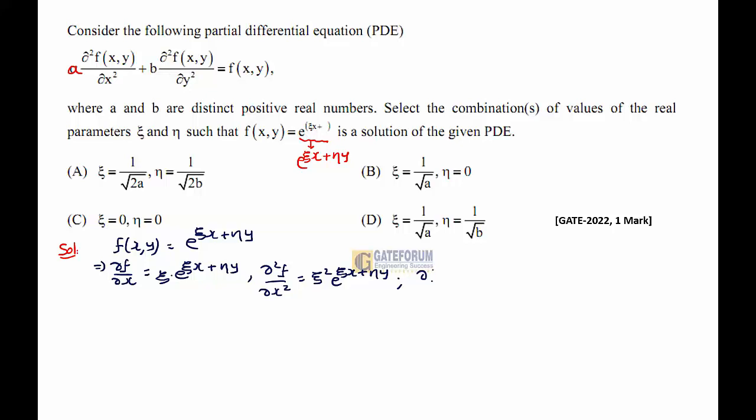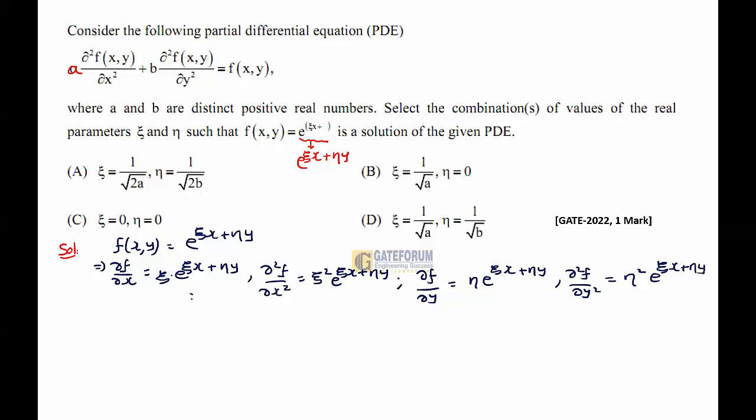Now ∂f/∂y, the partial derivative with respect to y, means keeping x constant. So the derivative of ηy with respect to y is η. In this case, η has to pre-multiply the given exponential. So this is η times e to the power ξx plus ηy. Then ∂²f/∂y²: one more η has to pre-multiply, so η² e to the power ξx plus ηy.